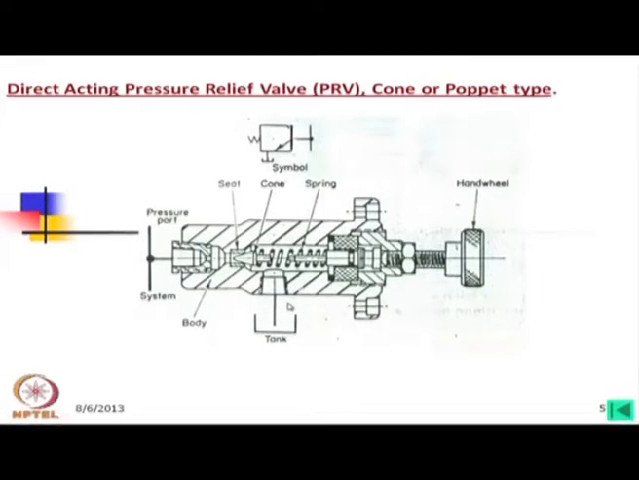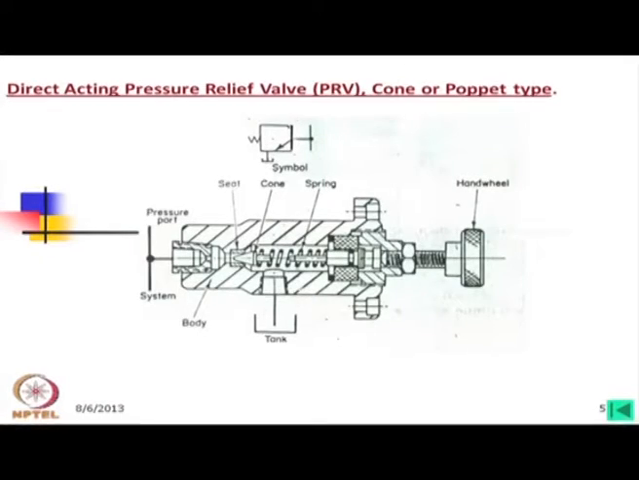This means that if in the system the pressure rises above the set pressure, this poppet will open and close until the pressure is reduced. That means until the load is reduced. Now, this valve definitely is not suitable for a continuous system.